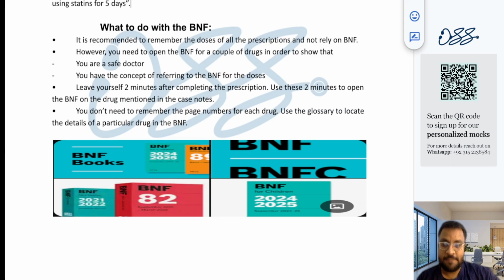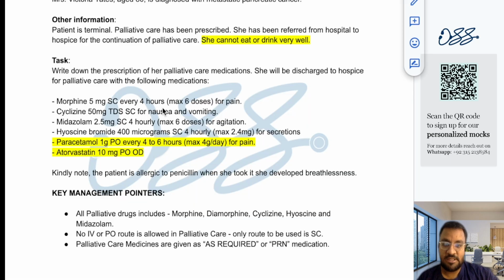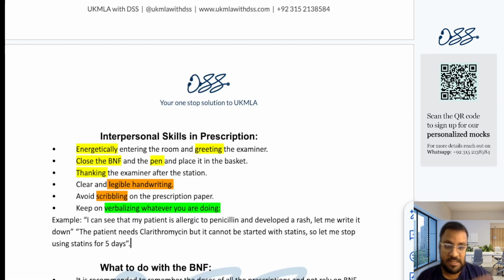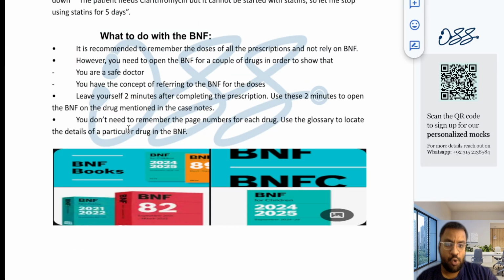prescribe. As you can see in the case notes, there are multiple drugs, like 1, 2, 3, 4, 5, 6, and you cannot open the BNF for each and everything. So it is recommended that you remember all the doses, and then just write them down as per your memory. However, you would have to open the BNF for a couple of drugs to show that you are a safe doctor, and that you have the concept of referring to the BNF. That is why the BNF is important.